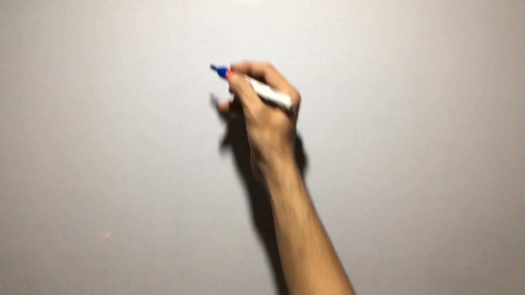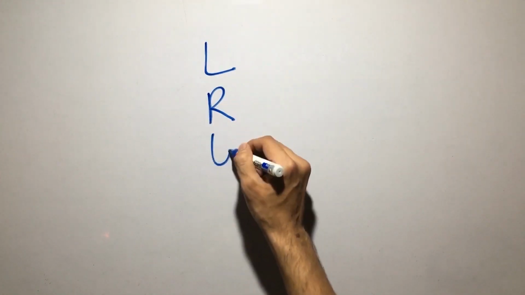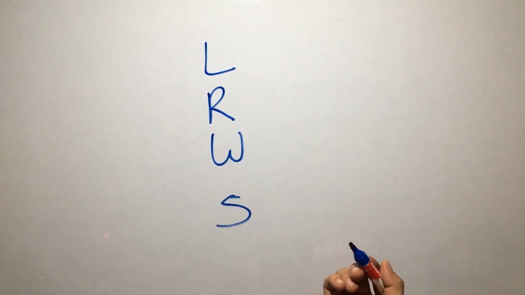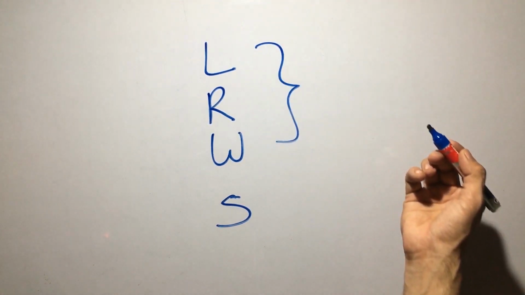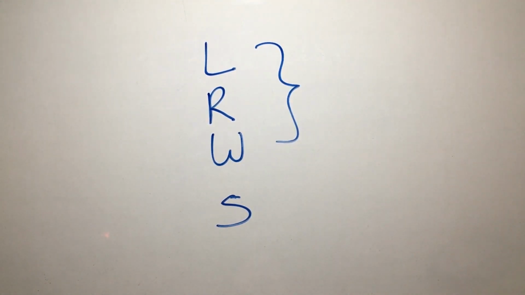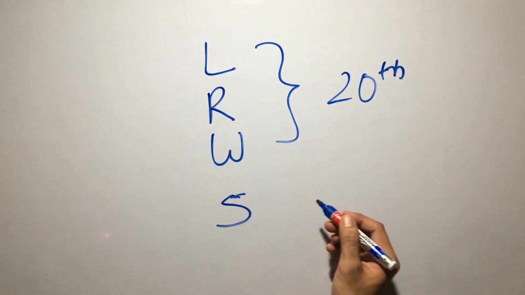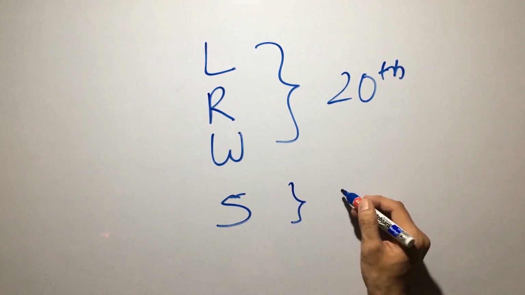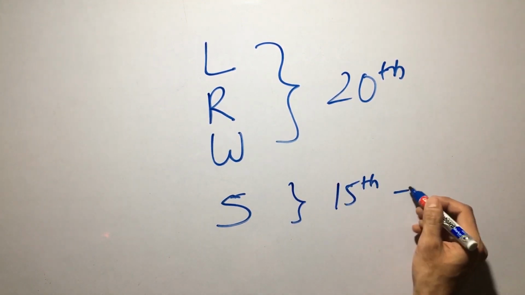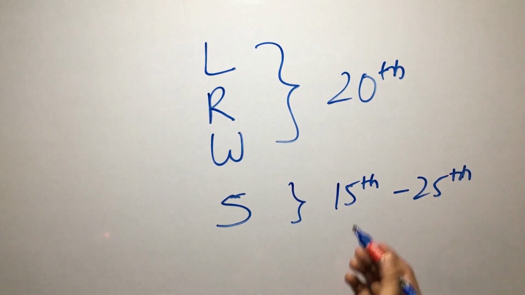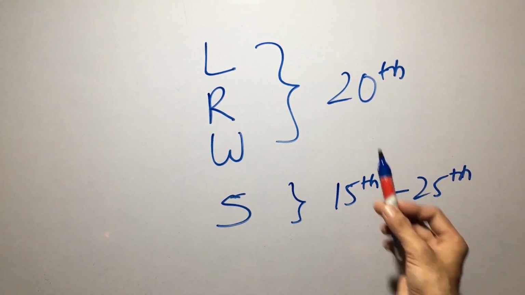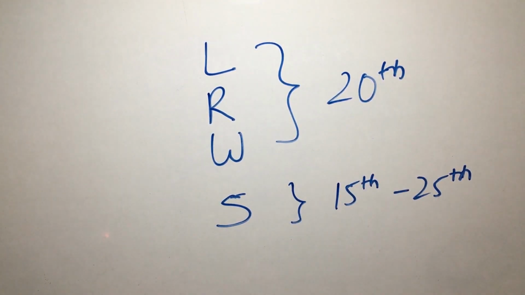Now IELTS speaking comes on a different day than all the other modules. We have listening, reading, writing, and speaking, all 4 modules. These 3 are taken on one day, let's say the 20th of some month. Then speaking will be taken anywhere between the 15th and the 25th, but not on the same day. It could be the 21st or the 16th or anything in between. You get my point, right?